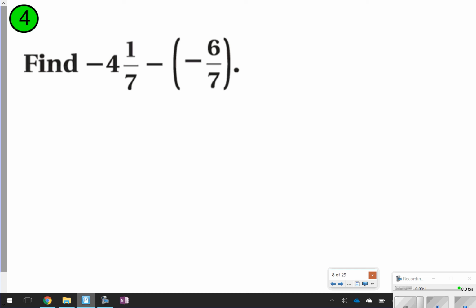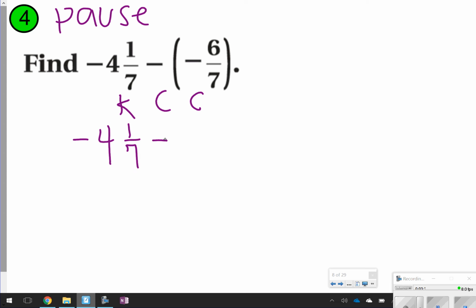This next one, again, I want you to try on your own. Let's go ahead and pause the video, try it, and then click play to check. Alright, so here we go. We do see subtraction, so let's keep, change, change. Negative 4 1/7. I'm going to keep, change subtraction to addition, and change negative 6/7 to positive 6/7.